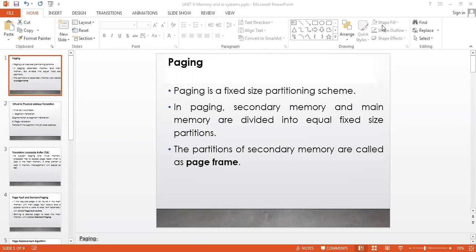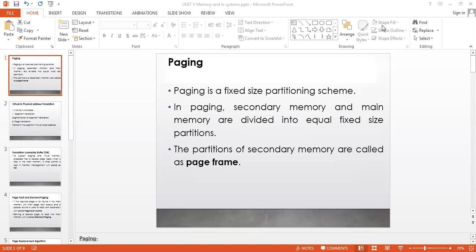So basically the memory will be classified into two types. One is main memory, another one is secondary memory. Main memory is a temporary memory and secondary memory is a permanent memory. So both the memories can be divided for storing the data inside them. So that division is a fixed size representation by using paging.